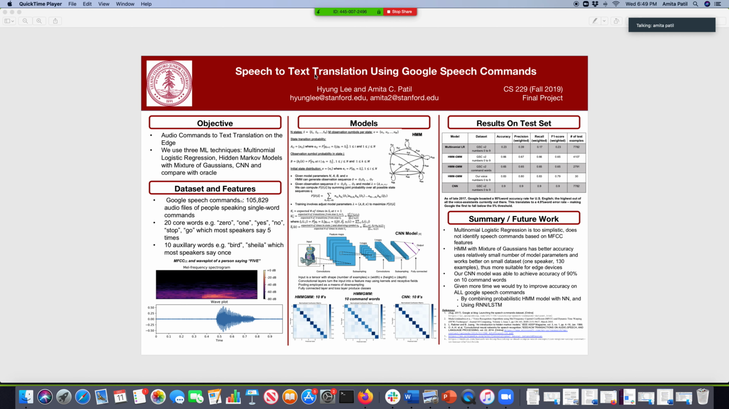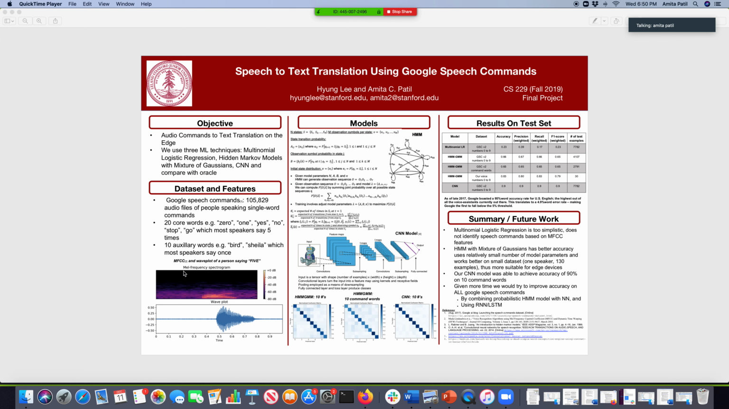In our project, we address the problem of using machine learning techniques to correctly identify command words. Our data set is the Google speech commands, which contains approximately 100,000 audio files of people speaking single words. The dataset contains 20 core command words, which most people speak 5 times. It also contains 10 auxiliary words, which most people speak once.